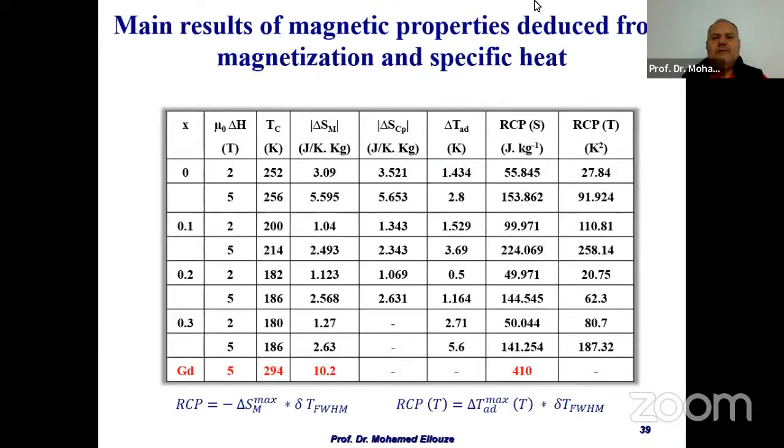So here we have also our main results on magnetic properties, from two kinds of results: the variation of magnetic entropy and the variation of adiabatic temperature. And we have also the RCP for this kind of sample with different formulas. This is the formula using magnetic entropy, and this is the formula using adiabatic temperature.